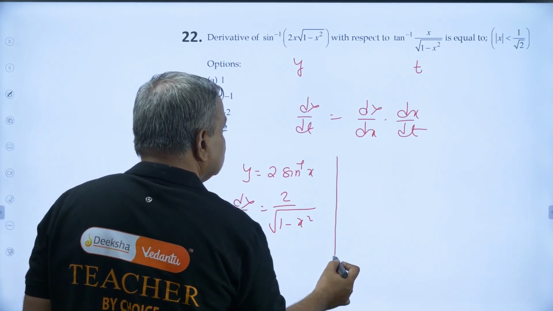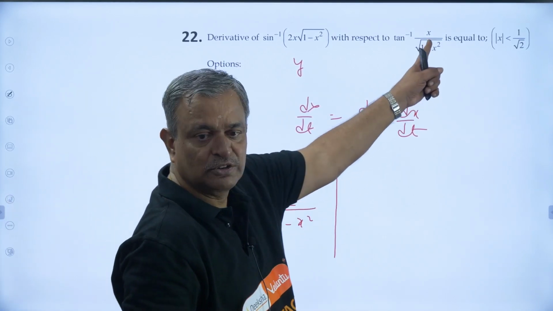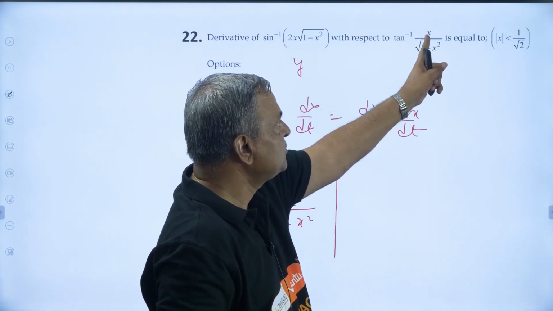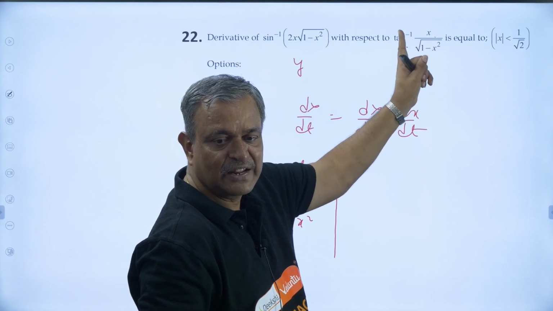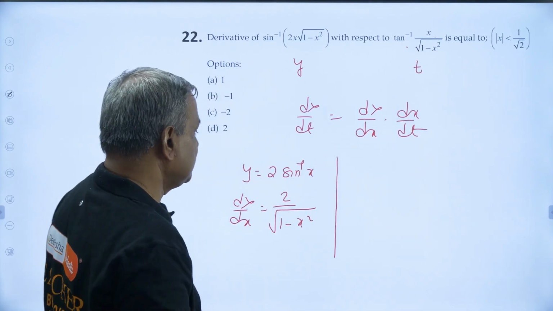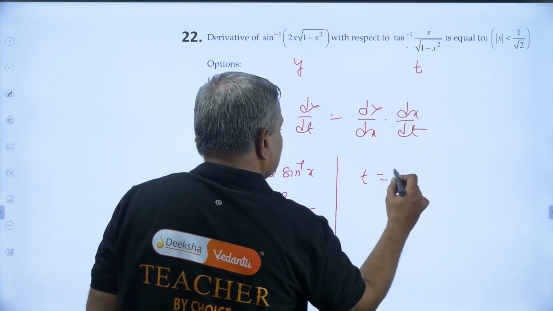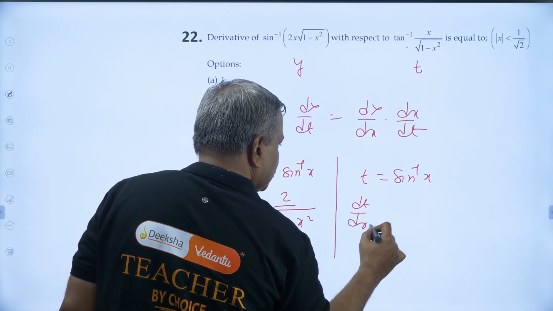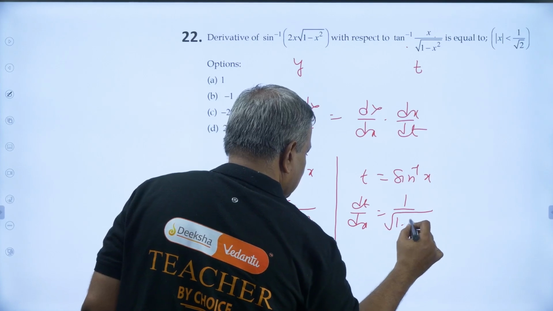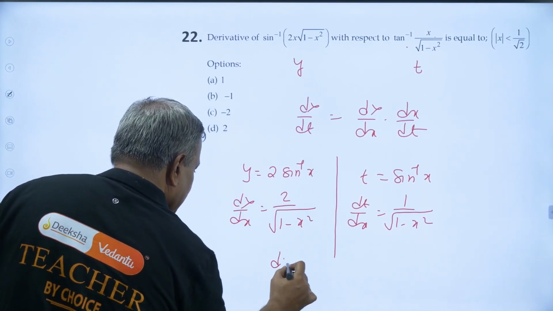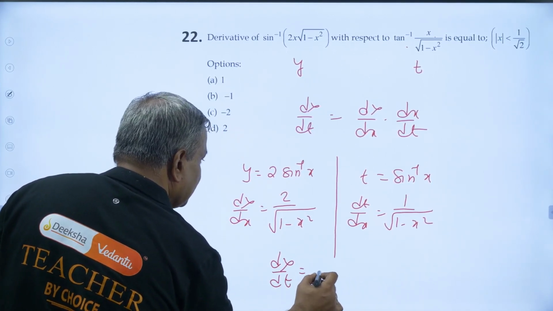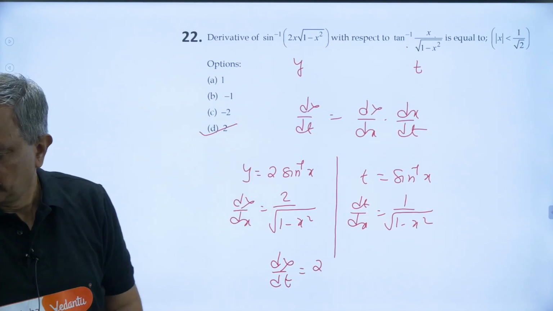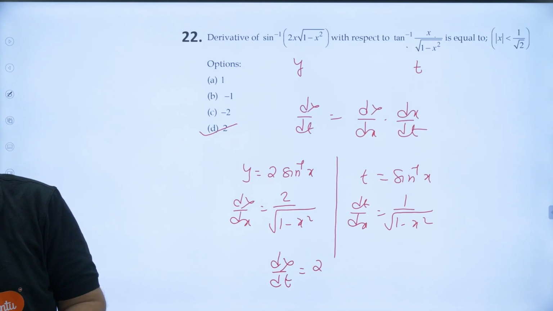Now, if we substitute x is equal to sin theta, this is tan inverse of x by root of 1 minus x square. So sin theta by cos theta is tan theta. Tan inverse tan theta is theta. Theta is sin inverse x. So t is equal to sin inverse x. So dt by dx is equal to 1 by under root of 1 minus x square. So what is dy by dt? dy by dt will give you 2. Option D.